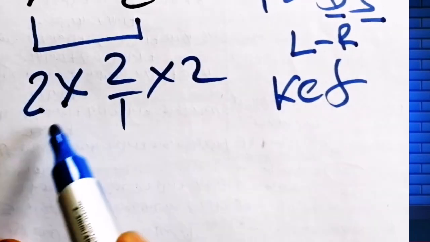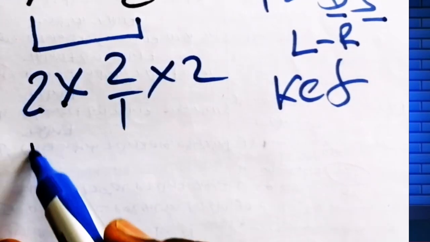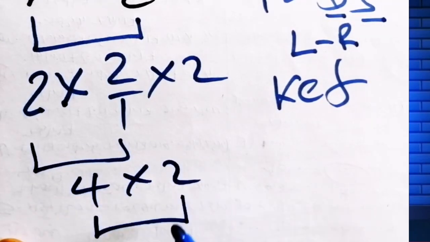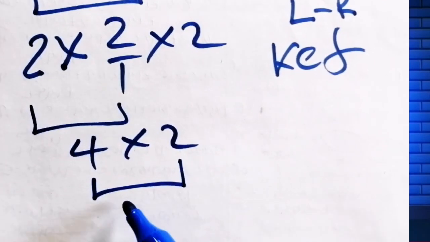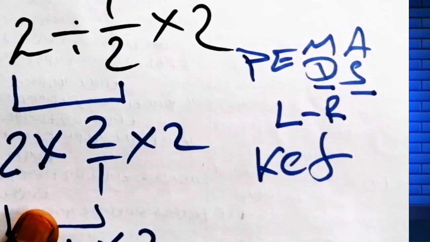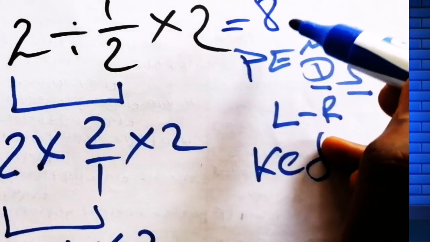Okay, then 2 times 2 over 1 times 2. 2 times 2 over 1 equals 4, then times 2. 4 times 2 equals 8. This is the final answer of this problem. Okay, the final answer of this problem is equal to 8.